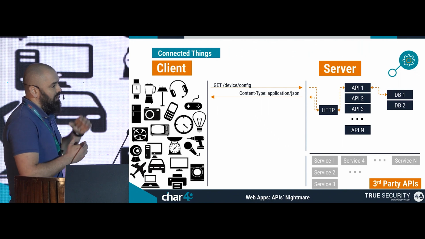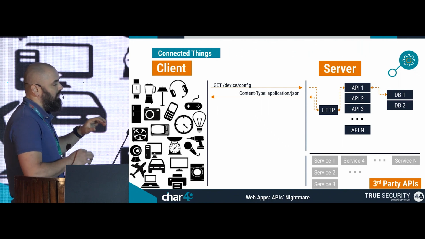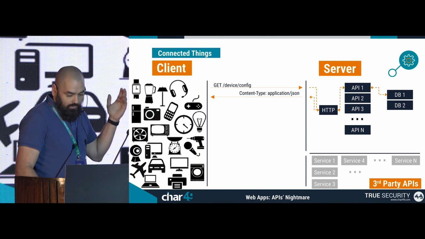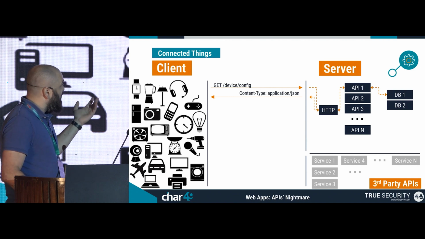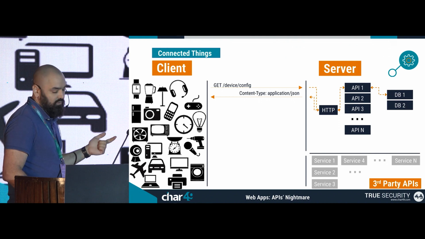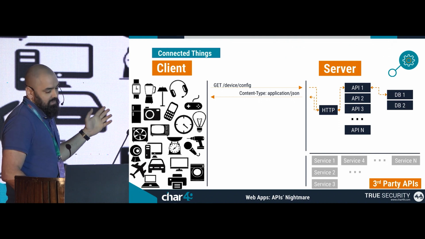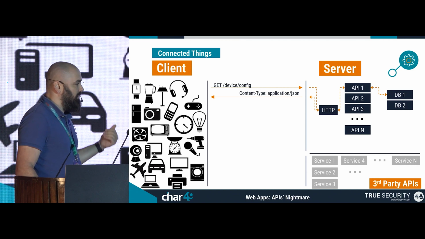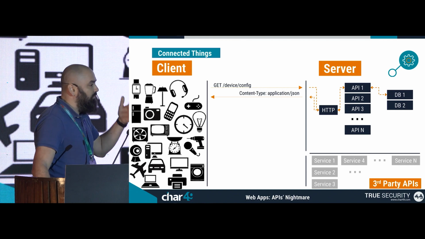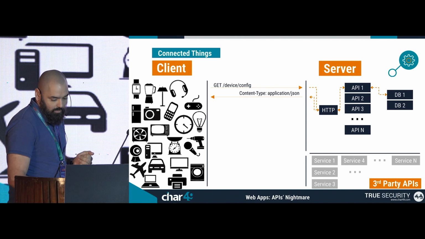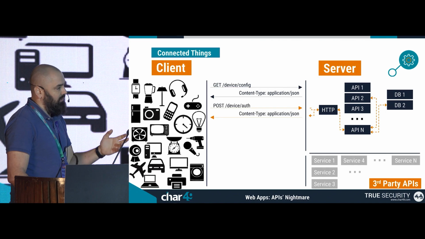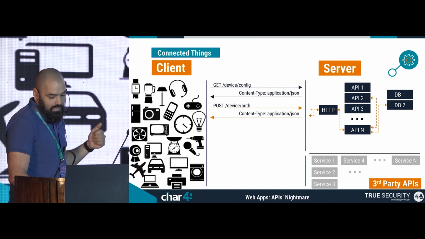APIs allow us to decouple the presentation layer from the business logic and the data layer. So they work pretty much like mobile applications. They don't care about presentation. They don't care about HTML, CSS, and JavaScript. It's all about data. So you can get the device config from the server, and you get your data using the JSON format or any other data exchange format. You can send data to the server, and you get back data.